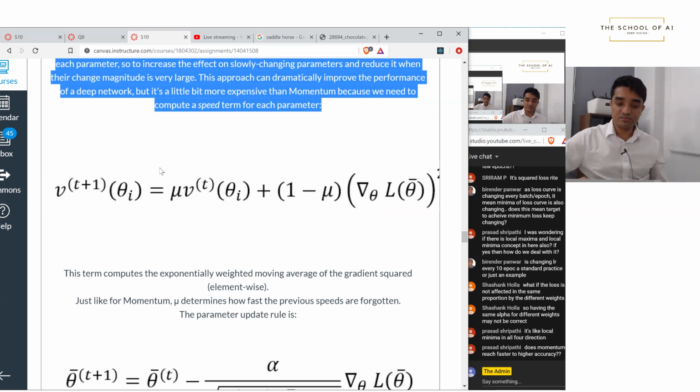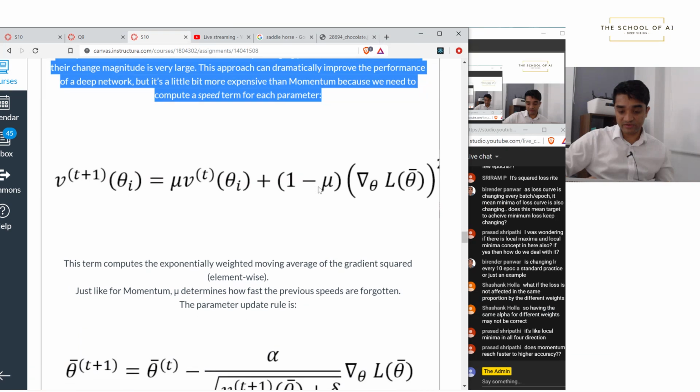Basically, till now we had just mu here and we had nothing here. But now we have mu here and 1 minus mu here. So this mu becomes a balancing factor. It says how much to weigh the new update versus the past update. Should we focus more on the past update or should we focus on the current update? That is something we have to figure out.